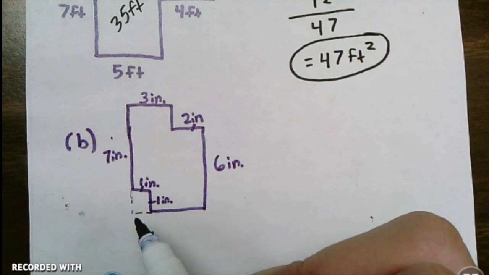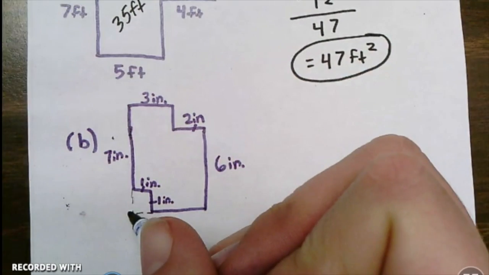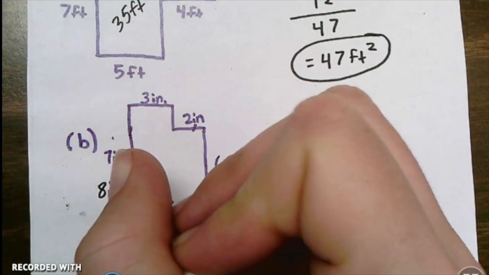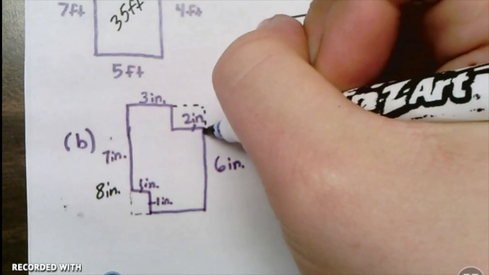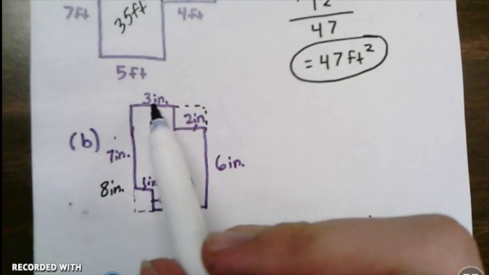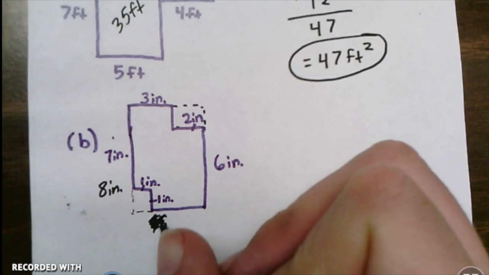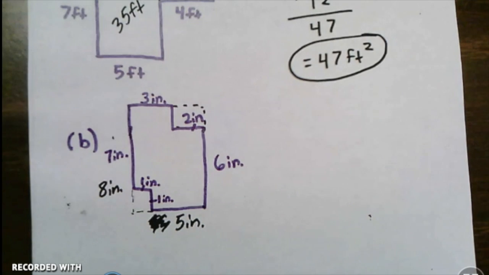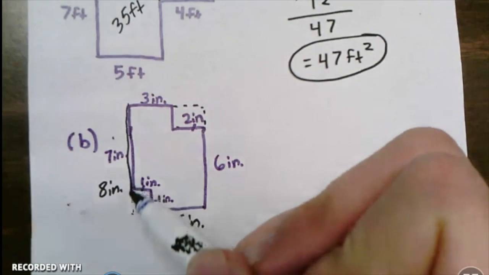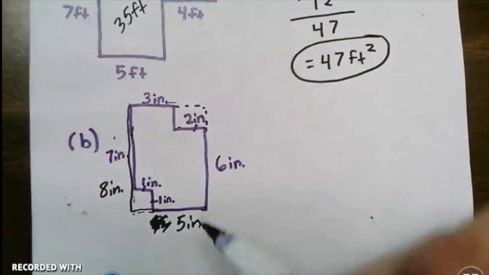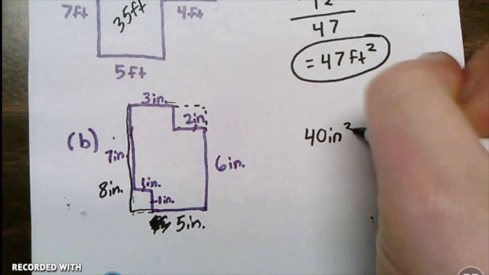Then that means that this plus this would make this new side length here 8 inches. And over here, okay, we've got 3 inches plus 2 inches means that the distance from here to here would be 5 inches. So now I know that the bigger rectangle from here all the way around this spot, the area would be 8 times 5, which would be 40 inches squared.